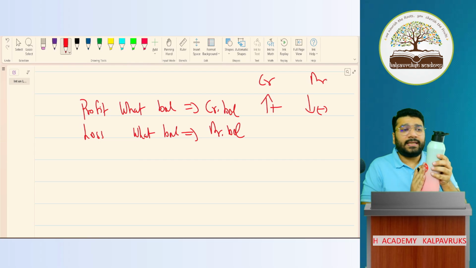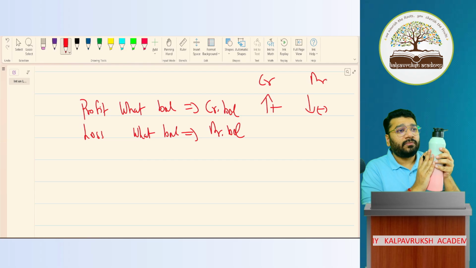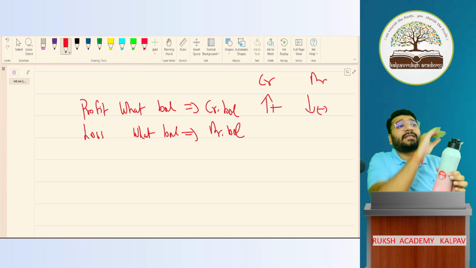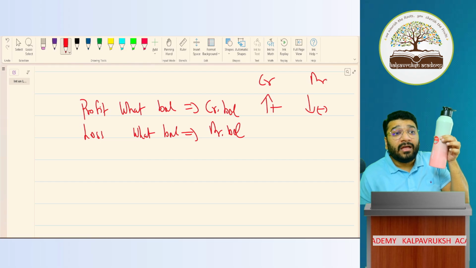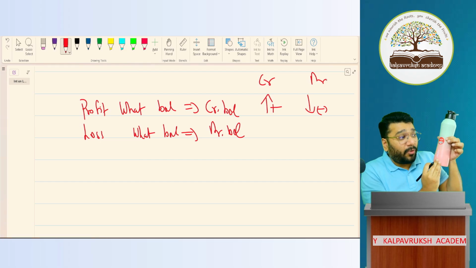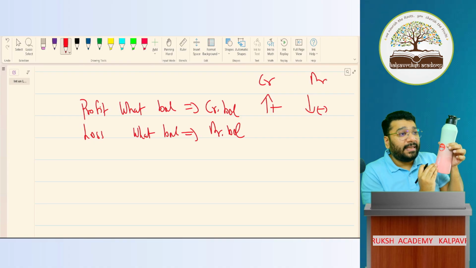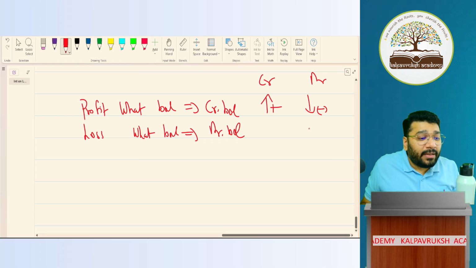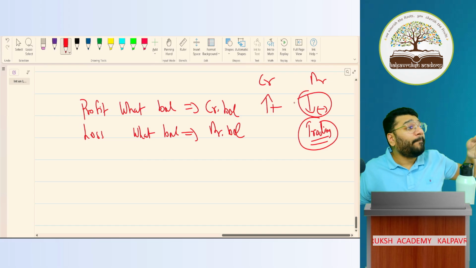Imagine this bottle is the trading account. This trading account has a profit of 2,15,000. The bottle is full. If I transfer this profit to another bottle, this bottle will become empty, because the balance of profit in this bottle is getting reduced. So in the trading account, the profit has to decrease. To decrease profit, what should I do? Give a debit. So I should debit the trading account, because it is getting transferred to P&L account.